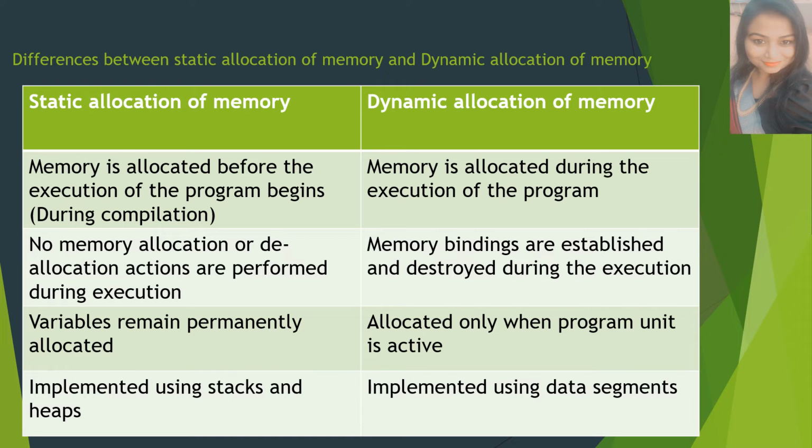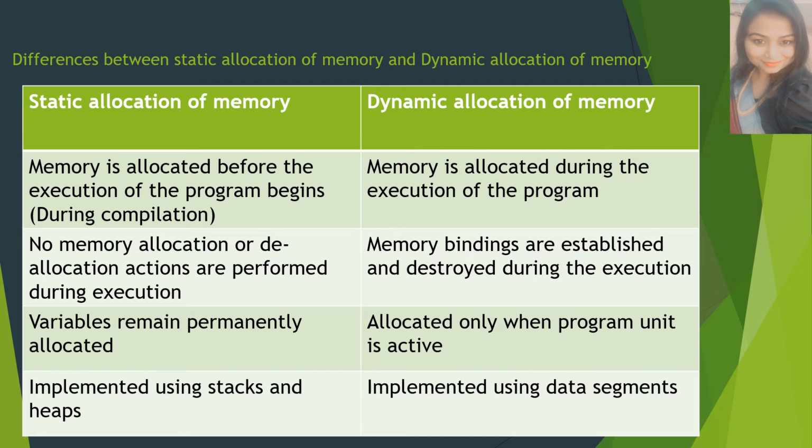Third difference is that variables remain permanently allocated in the case of static memory allocation. But in the case of dynamic memory allocation, the variables are allocated only when the program unit is active.